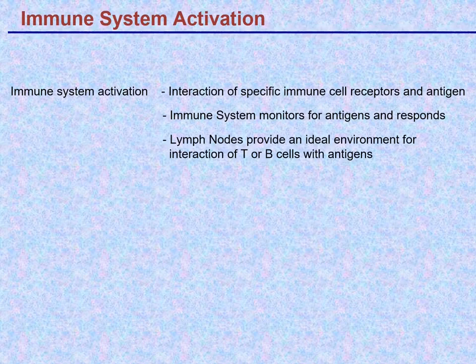So in the lymph node, you have the opportunity for interaction with specific immune cells, receptors on the T cells and the B cells. So the T cell receptors on T cells or antibody molecules on B cells can interact with antigen. So it acts as a kind of filter on that lymphatic fluid, or lymph, for antigens, allowing for an ideal environment for immune response.